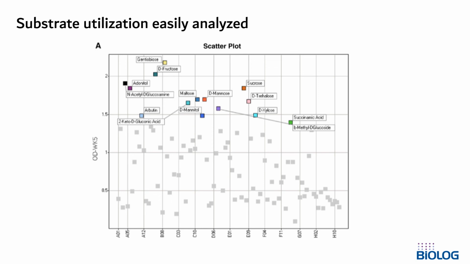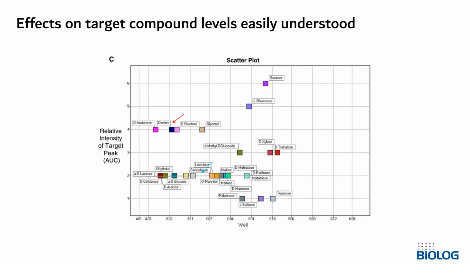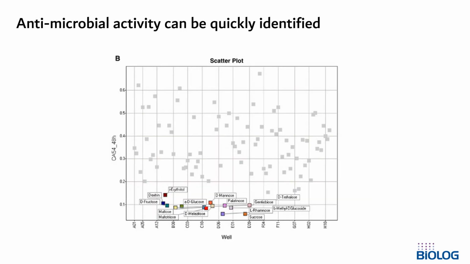What he found was that gentiobiose and D-fructose supported the highest levels of growth. But on his scatter plot where he was measuring the compound of interest in the shake flasks with the substrates that were best for growth, the highest result was obtained with sucrose and L-rhamnose, not fructose or gentiobiose. And when he tested those supernatants from the FF microplate for antimicrobial activity with Candida albicans, sucrose and rhamnose were the substrates that led to the highest inhibition.